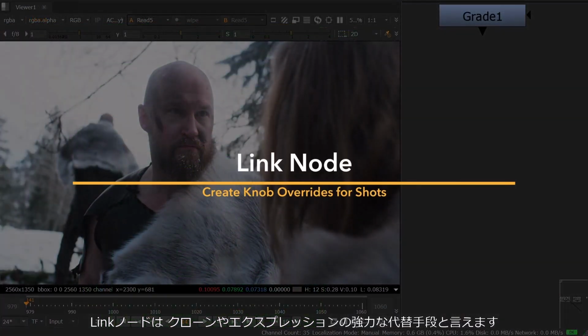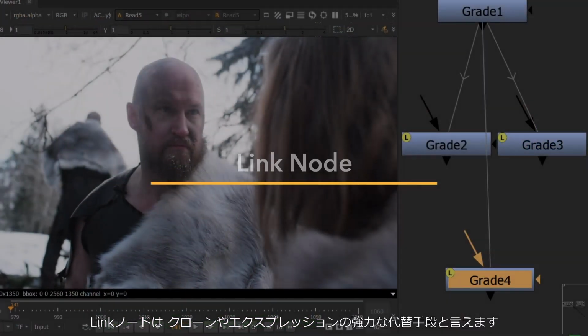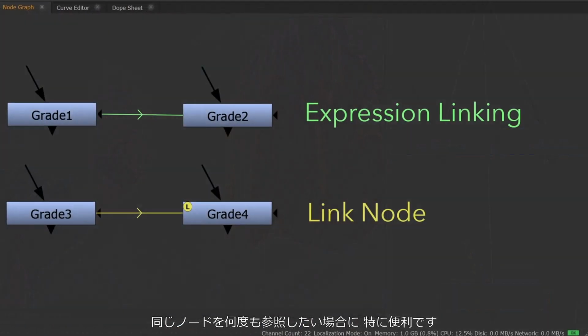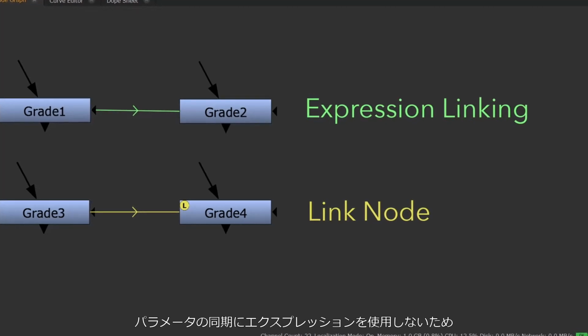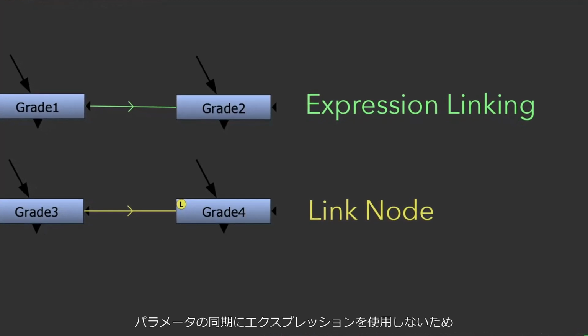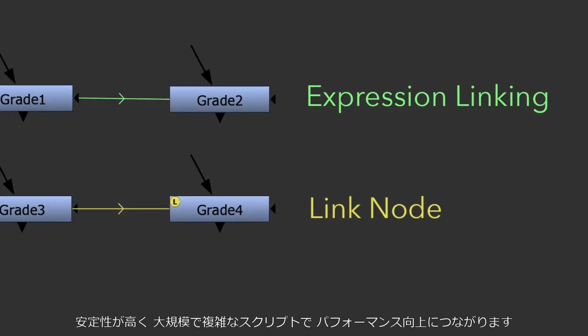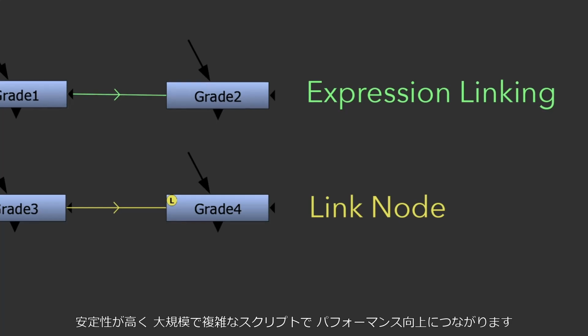The link node is a more robust alternative to clones or expression linking, particularly for setups where you need multiple references to the same node. Unlike expression linking, the link node doesn't rely on expressions to synchronize parameters. This design helps maintain stability and can improve performance when you're working with large or complex scripts.